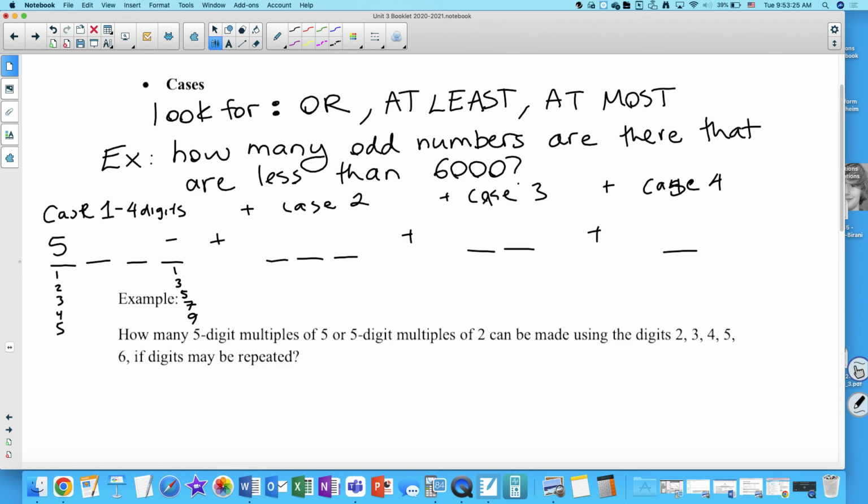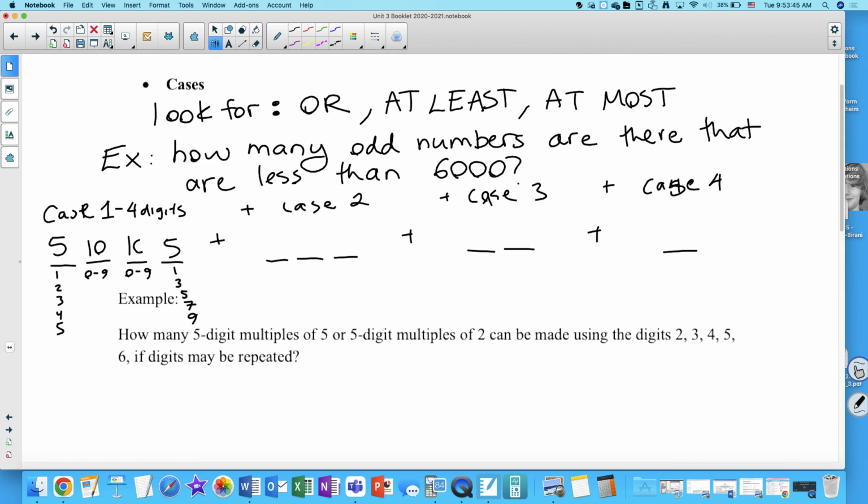What could this guy be? 0 through 9, yes. So this could be anything from 0 to 9, and so could this. So how many digits are there between 0 and 9? 10. So there's 10 options here and 10 options here.